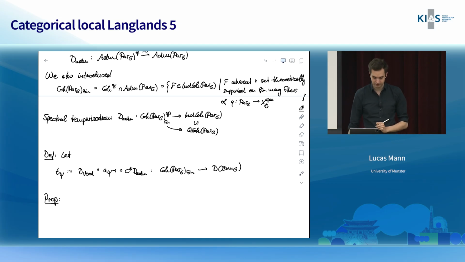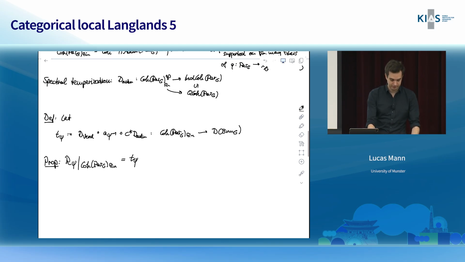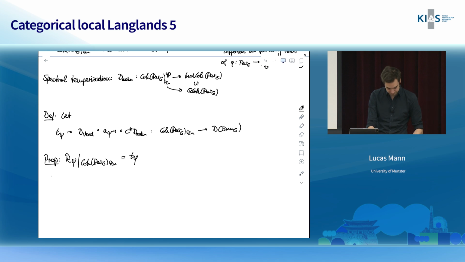Now here comes the crucial reason why we care about this functor T psi. Namely, if I take R psi and I restrict it to these finite sheaves, then this functor agrees with T psi. Okay, so let me sketch now why this is true. There are two steps. The first step is I write down some duality exchange formula for A psi.